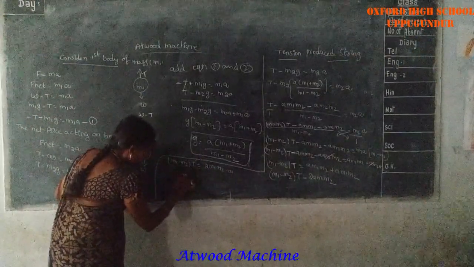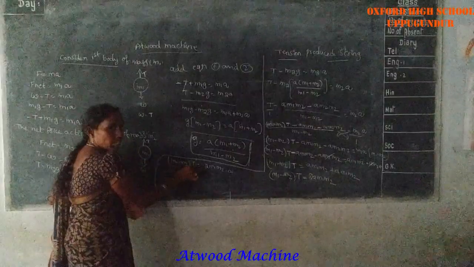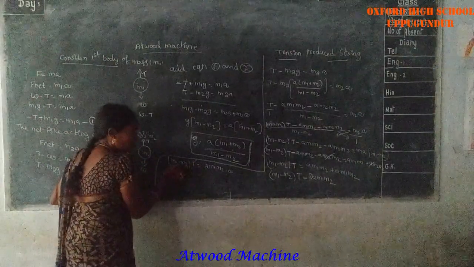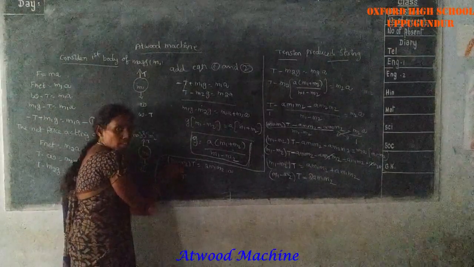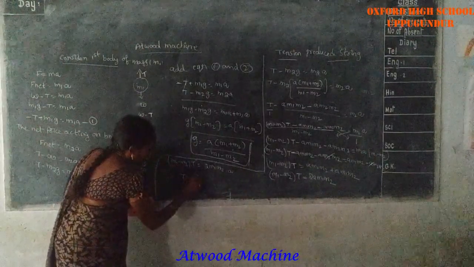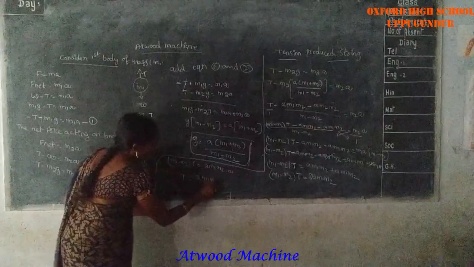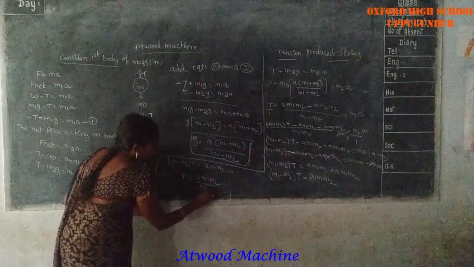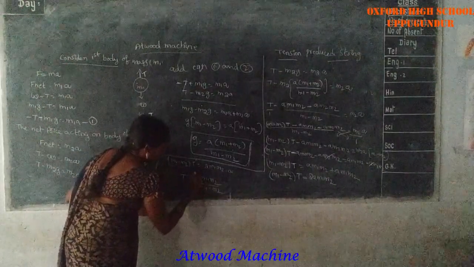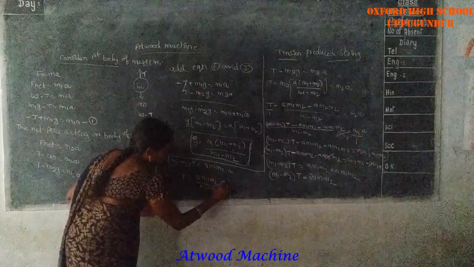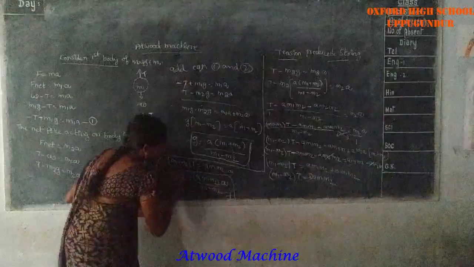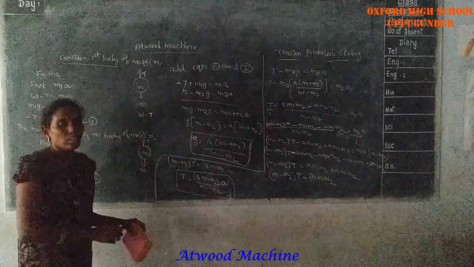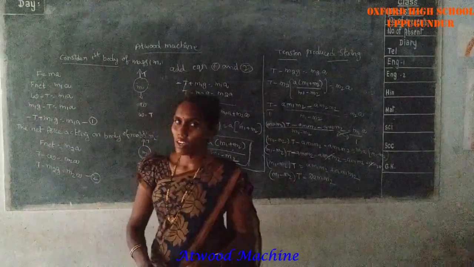Now (M1 minus M2) is multiplied with T. This value comes to the right side of this equation, and multiplication is converted into division. So T is equal to 2 M1 M2 by (M1 minus M2) into A. This is the formula to find the tension produced in the string.